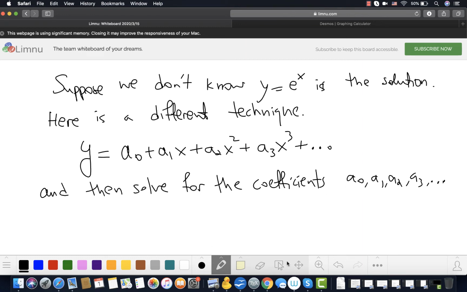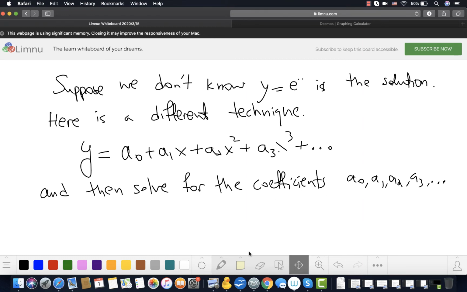So what we're doing is representing a solution to the differential equation in a power series form with undetermined coefficients. So a0, a1, a2, a3 are undetermined, but our goal is to figure out what those coefficients should be. Once we solve for the coefficients, we're in good shape. Then we have recovered the solution. Okay, so how do we solve for these coefficients?